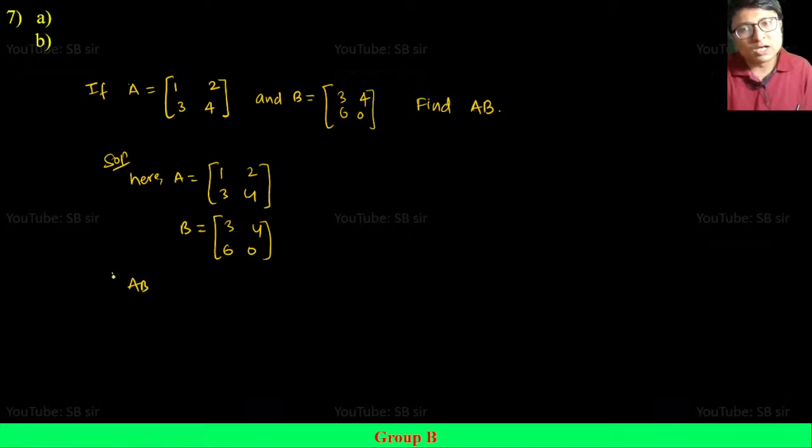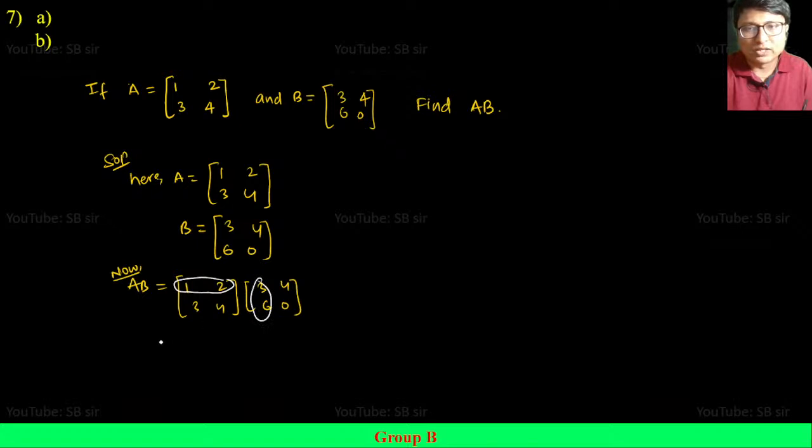So AB is equals to, just write the values of the matrices here. A is [1, 2; 3, 4], B is [3, 4; 6, 0]. Just multiply the corresponding elements of the row with the column. What you have to do is multiply them. Multiply the first element of the row with the first element of the column.